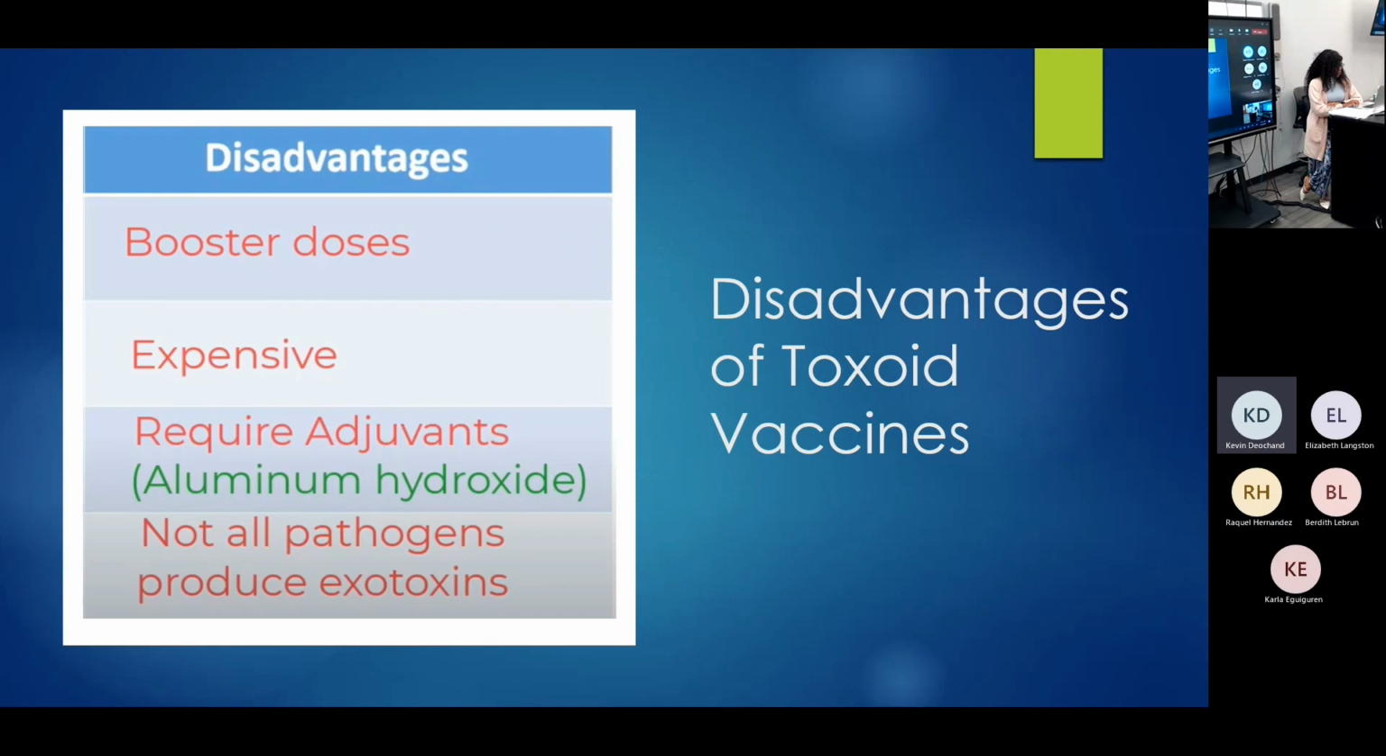And the disadvantages of toxoid vaccines are that they require an extra booster dose because the vaccine does not produce a full immune response. It is quite expensive. It requires an adjuvant such as aluminum hydroxide, and not all pathogens produce exotoxins.